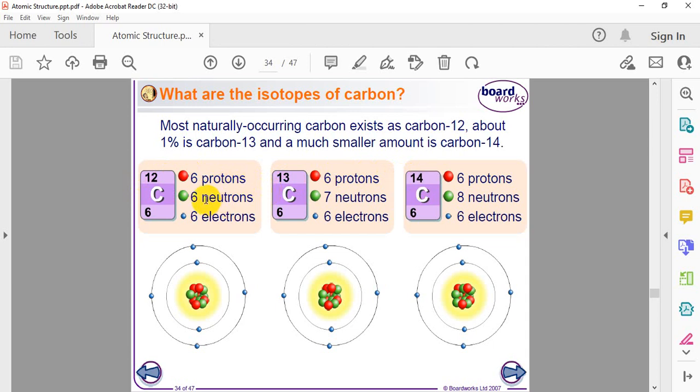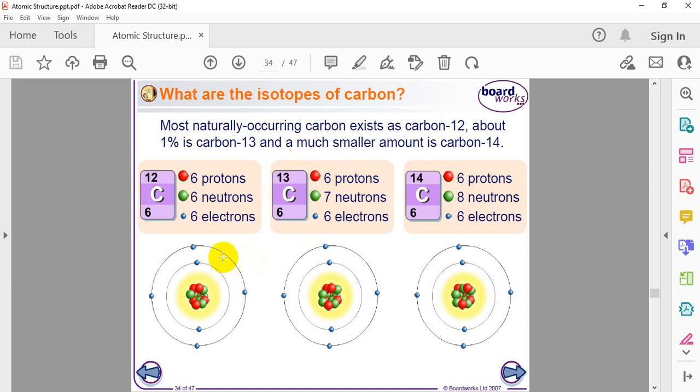They all have the same electrons, 6. They all have the same proton number or atomic number. 6 protons, 6 protons, 6 protons. But they differ in their neutron numbers. 6 neutrons, 7 neutrons, 8 neutrons.